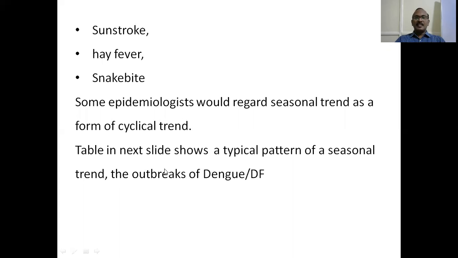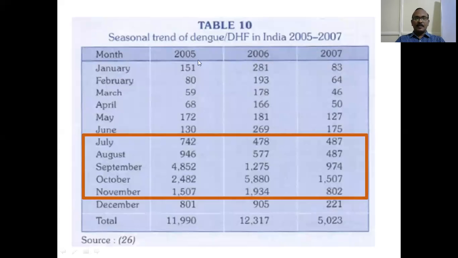Now, as I mentioned earlier in a slide, the same slide we are again showing, it shows a typical seasonal trend, the outbreaks of dengue fever. If you see the seasonal trend of dengue or dengue hemorrhagic fever in India in 2005 to 2007, we find the dengue fever cases in 2005 starting in late summer and early rainfall and continuing till November. And as you know, dengue fever is caused by which type of mosquito? That is the Aedes mosquito, which multiplies in small artificial collections of water.